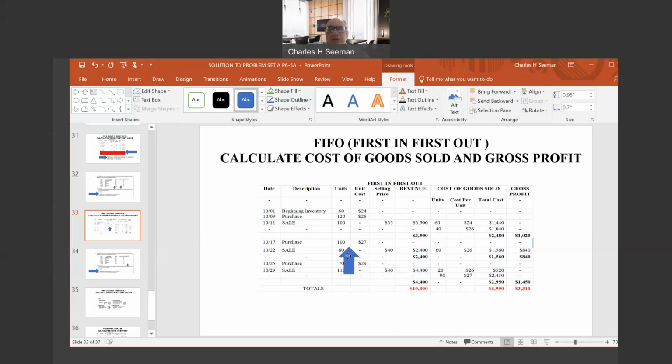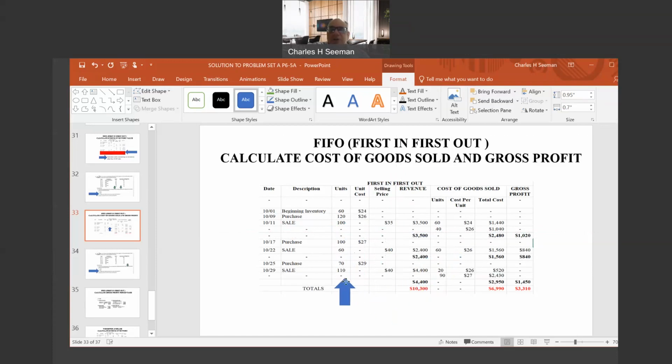Then we purchased some more units, and we sold 60 units. Under first in, first out, those 60 units would have all come from the 80 units left from the 10-9 purchase. We purchased 120 units on 10-9. We used 40 of them to satisfy the 10-11 sale, leaving 80. 60 of those satisfied the 10-22 sale.